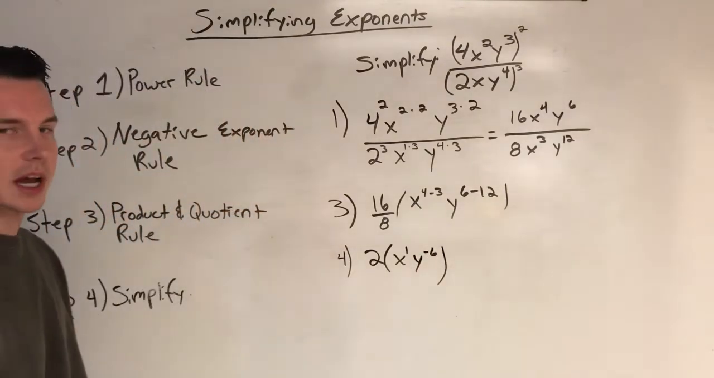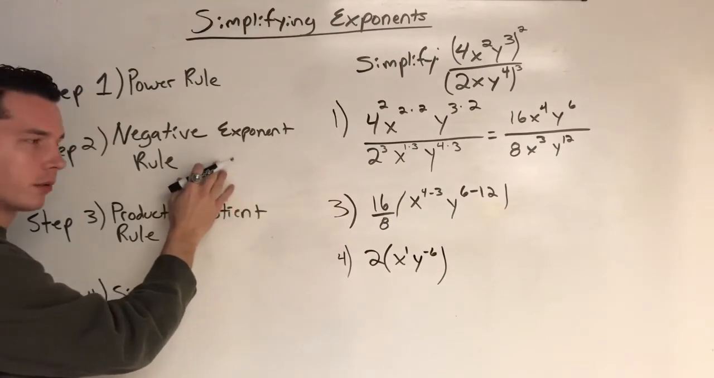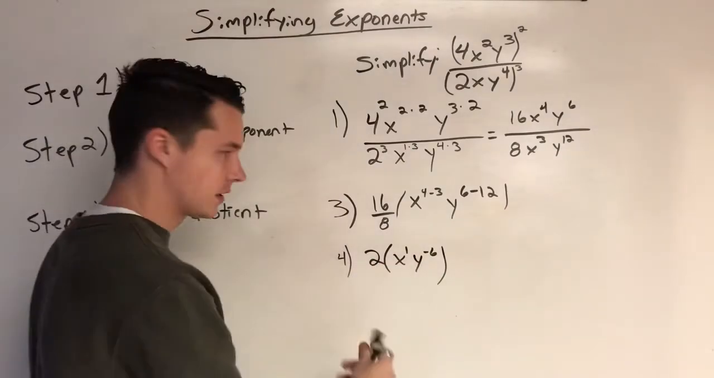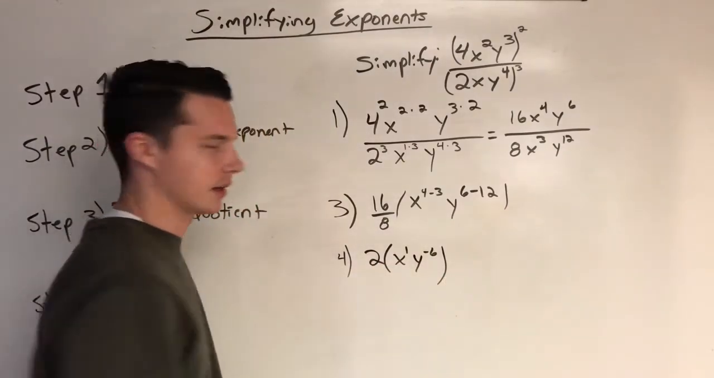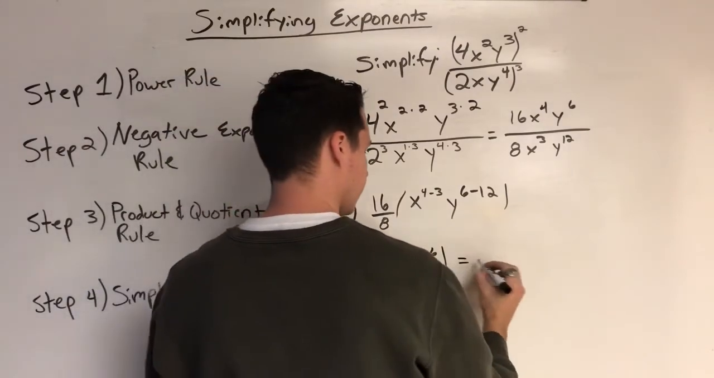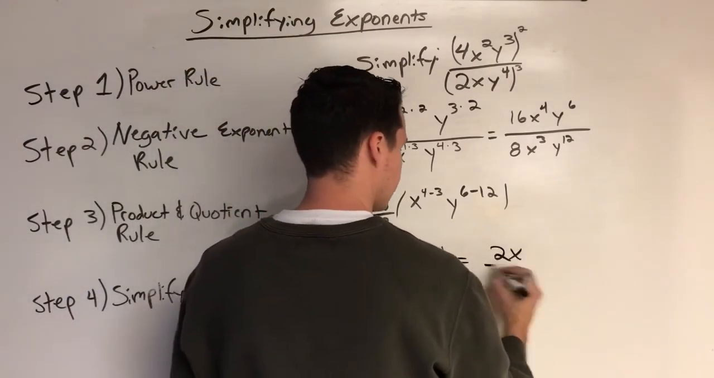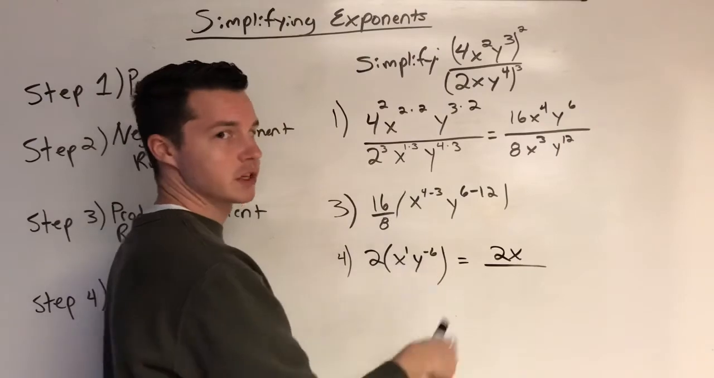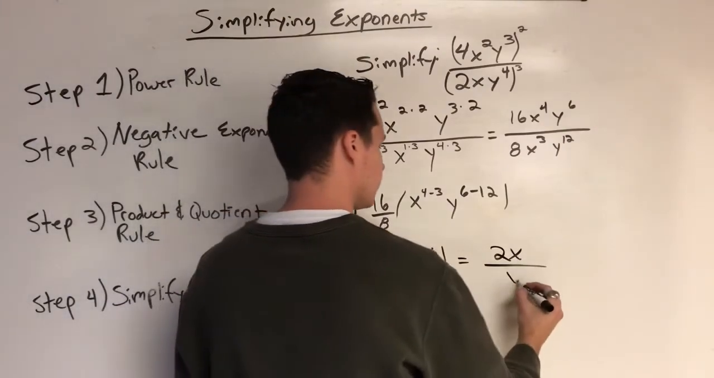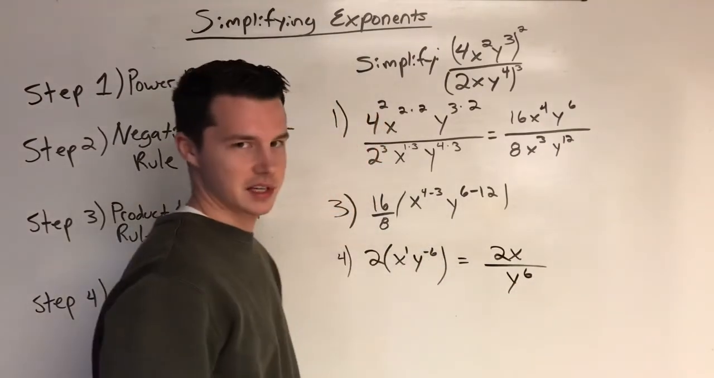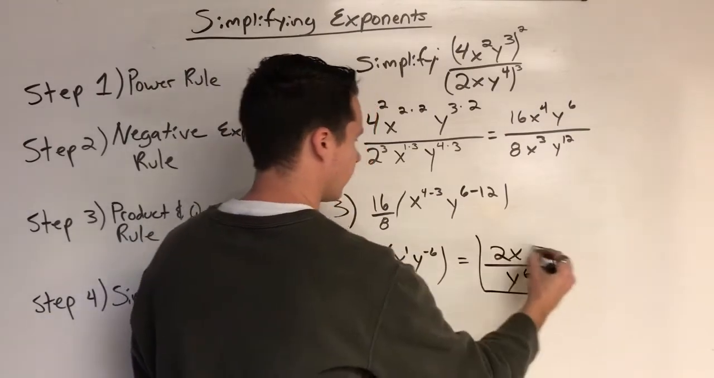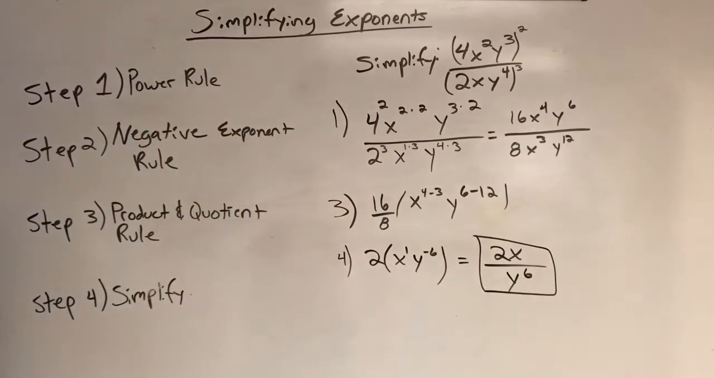Now this is where I say we kind of have to bring back maybe that negative exponent rule, because while this is correct, we don't want to leave it like that. So 2 times x is just 2x, and then remember, to make this positive, we just move it to the denominator. So it's 2x over y to the 6th. That's it for that one.